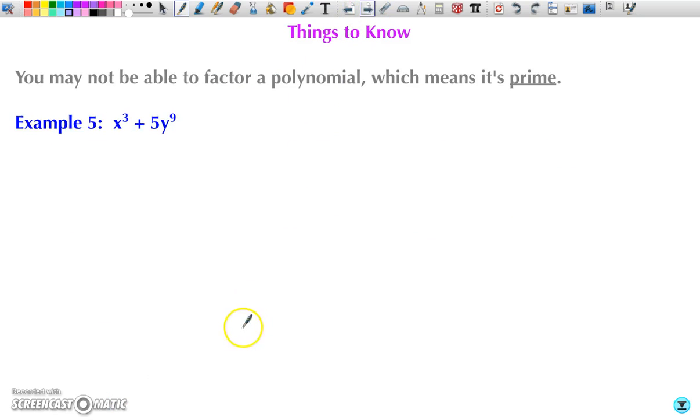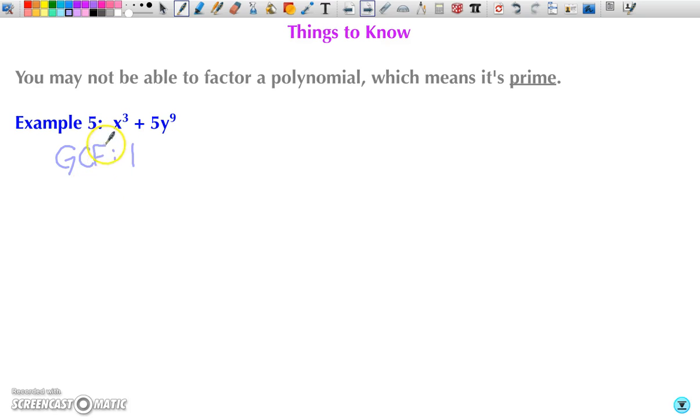Okay? All right, now there will be times when you can't factor the polynomial, which would mean that it's prime. So what you would do first is look at your GCF. For this example, just 1. They don't have anything in common. So then we look, is it a perfect square perhaps? Well, it's not, because neither of these exponents are even, so it can't be a perfect square.